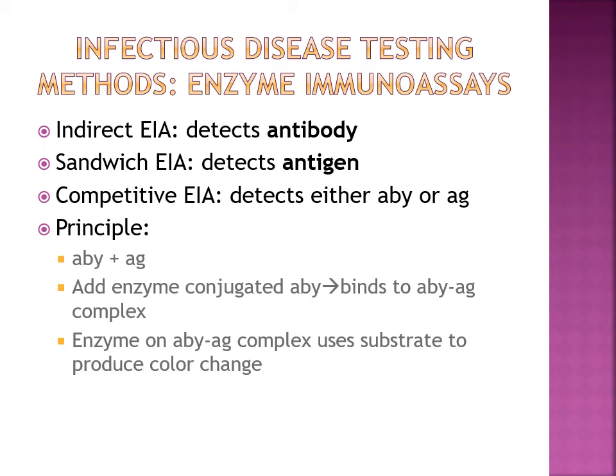With infectious disease testing methods, we have enzyme immunoassays, or EIAs. An indirect EIA would detect the antibody. A sandwich EIA would detect an antigen, and a competitive EIA would detect either the antibody or the antigen. The principle of these enzyme immunoassays is you have the antibody and the antigen, you add an enzyme-conjugated antibody which binds to the antibody-antigen complex, and the enzyme on the antibody-antigen complex uses a substrate to produce a color change to indicate positive.